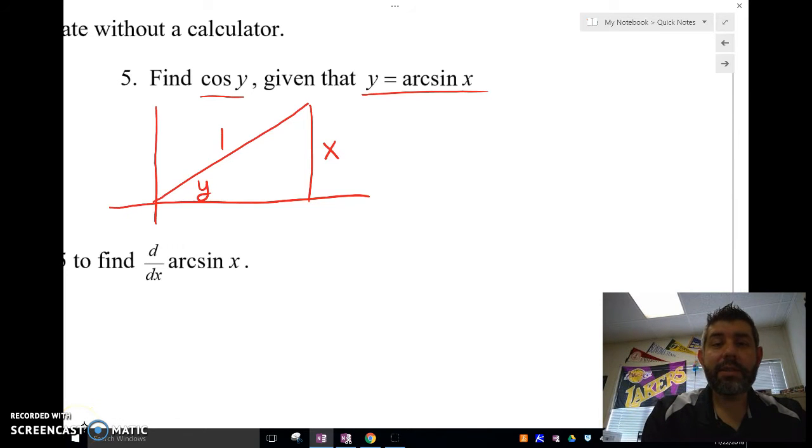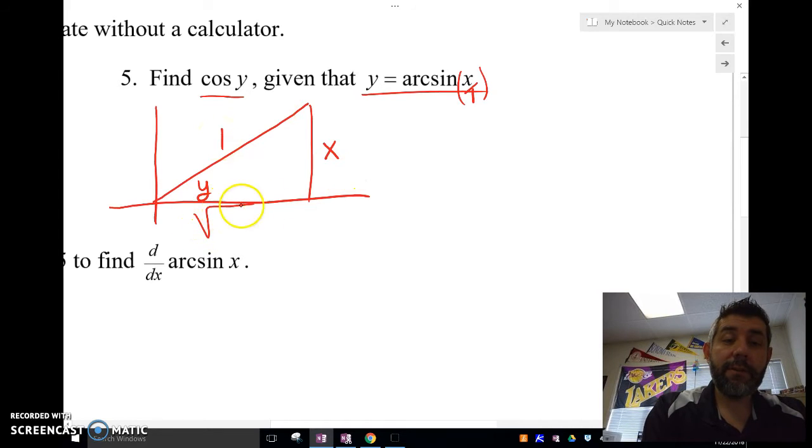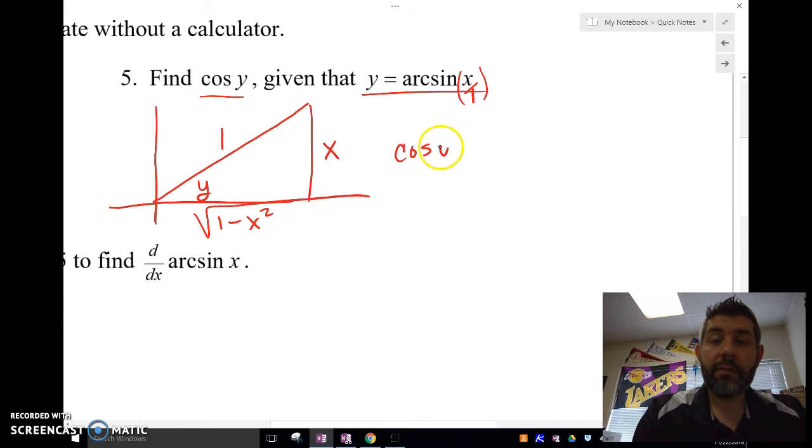Some of you might be asking, where did I get the x from? Well, that's the inside. This is x over 1, right? So that tells me that the sine is the opposite, which is x, over the hypotenuse, which is 1. Then I'm going to do the Pythagorean theorem to find the adjacent side, and I'm going to get the square root of 1 minus x squared. So what's the cosine of y? The cosine of y is the adjacent over the hypotenuse, which is 1. So this is the cosine of y.